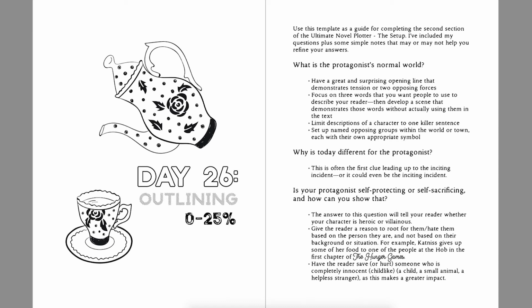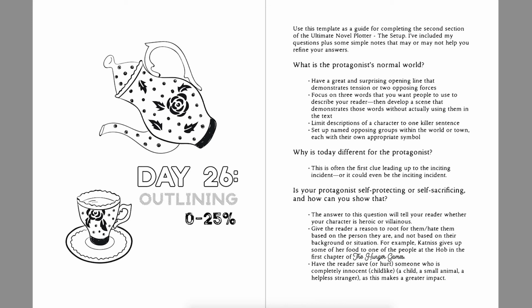In the example from the Hunger Games, Katniss gives up some of her food to one of the people at the Hob, which is a very poor marketplace, in the first chapter. The reason she does that is to demonstrate who she is as a character. You will see this beat across everything now that you know about it, if you didn't already know about it.